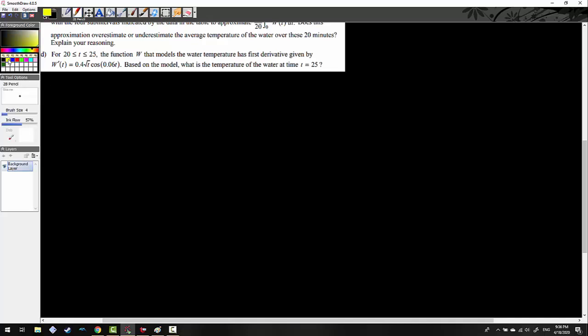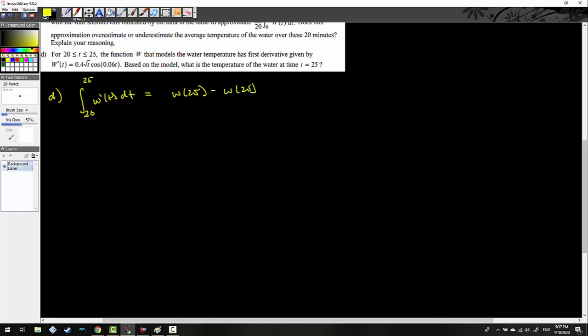Well, from here, part D. What I'm going to do is go back to something we've done before. If I'm going to find out the temperature of the water at time 25, well, I better have an anchor on this thing. This is going to require the first fundamental theorem of calculus again. I'm going to start at 20, and then go to 25, and integrate W prime of t dt. And that's going to get me W of 25 minus W of 20.